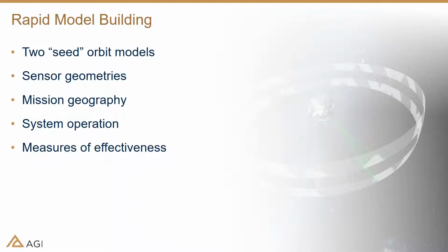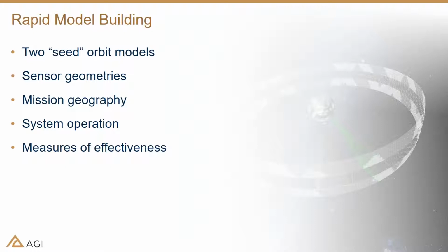So in the model building process, essentially what we need to do is create 2 reference orbits that are going to be the basis for our 2 sub-constellations. We need to define the sensor characteristics, the geometry, and the resolution. And then we have to define the model that represents the mission, so the geographic distribution of the mission objectives and then the specific measures of effectiveness. So let's go through the creation of each of those model elements.